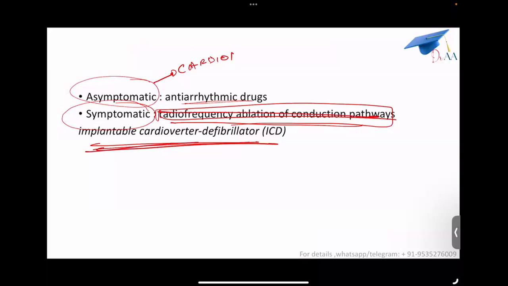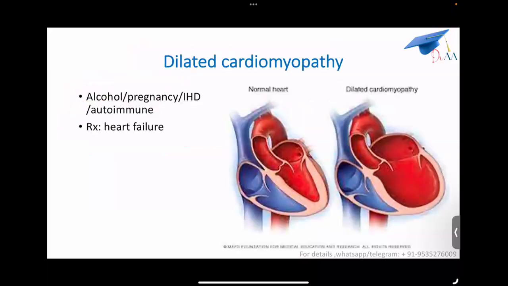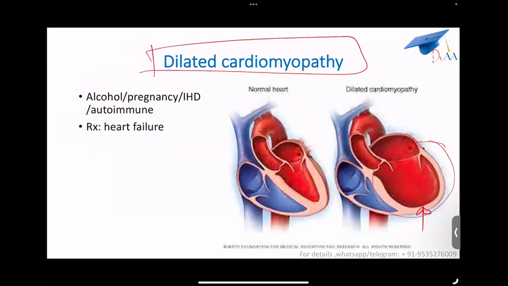ICD implantation is the recommended treatment for right ventricular arrhythmogenic cardiomyopathy. What is dilated cardiomyopathy? Especially the left ventricle is dilated. Sometimes there might be dilatation of the right ventricle also. The presentation will be heart failure. So it can present with pedal edema, shortness of breath. On auscultation, bilateral creps are heard in the lungs. So they can present with features of heart failure.